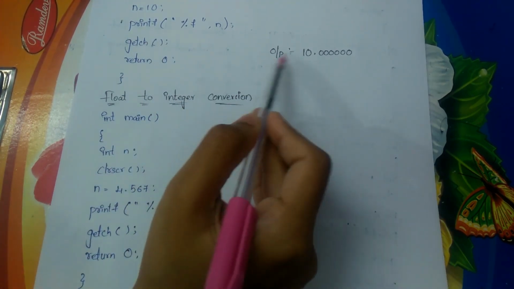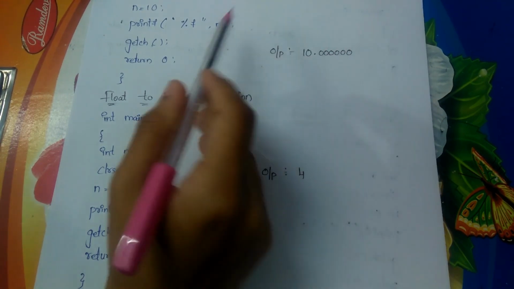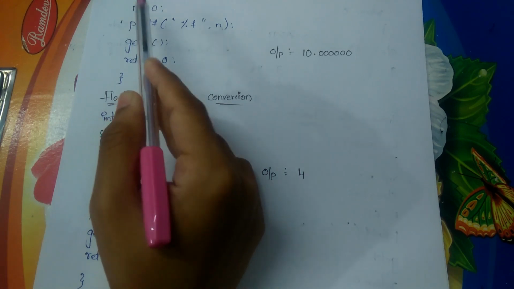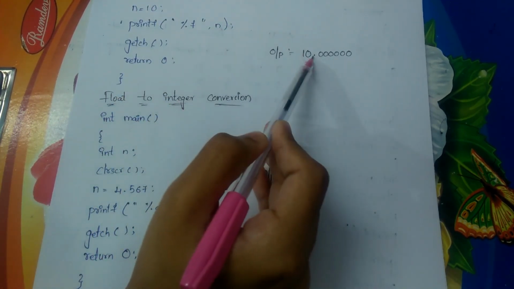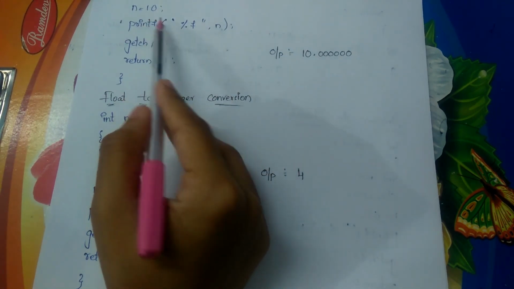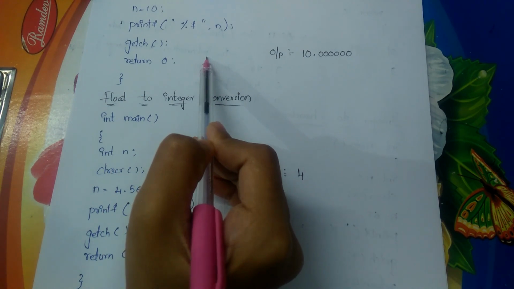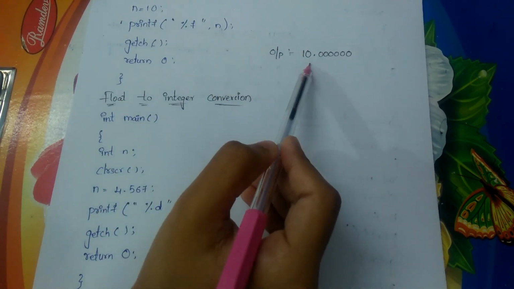So in the output we will get it as 10.000000, because this n I declared with the float data type, but the value which I gave is 10. That value will be printed along with the decimal point because I declared it with the float data type. So this is a process of converting integer to the float. So this integer is converted to the float value.